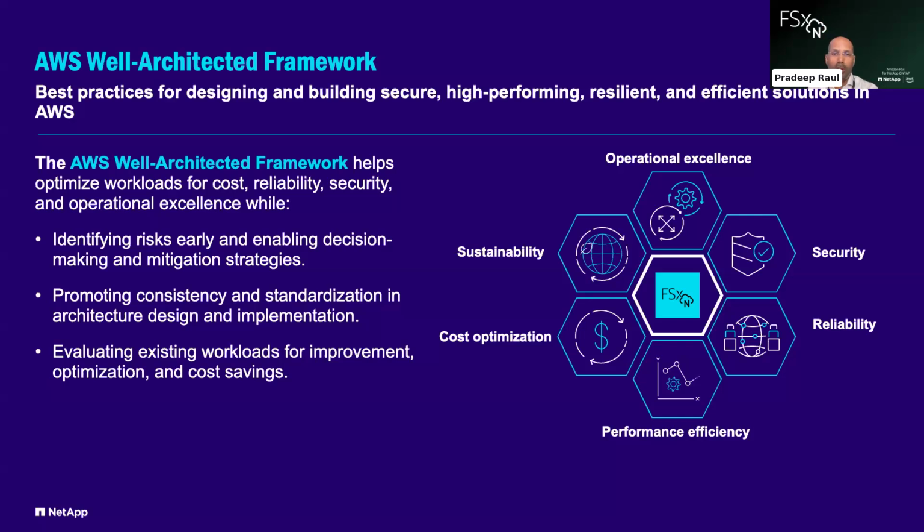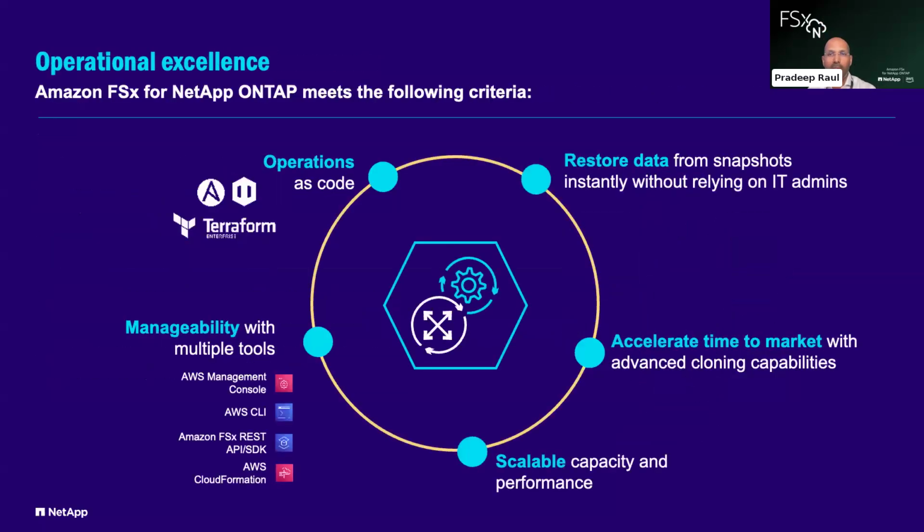So let's go to the first pillar, which is operational excellence, and let's look at the design principles, what they say. So some of the design principles of operational excellence are: perform operations as code, use managed services, make frequent, small, and reversible changes, anticipate failures, and implement observability for actionable insights. These are the design principles laid out by AWS. How can you meet that with your tools, or how can you meet that with FSx for ONTAP?